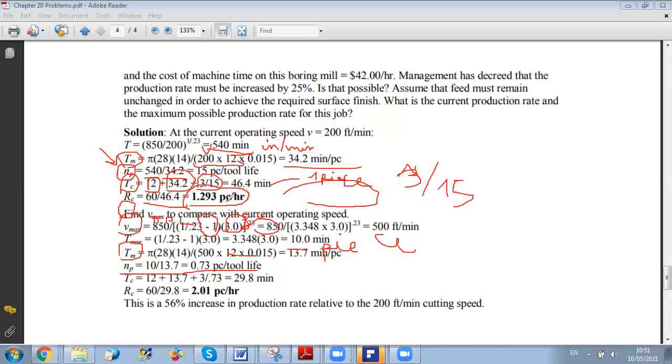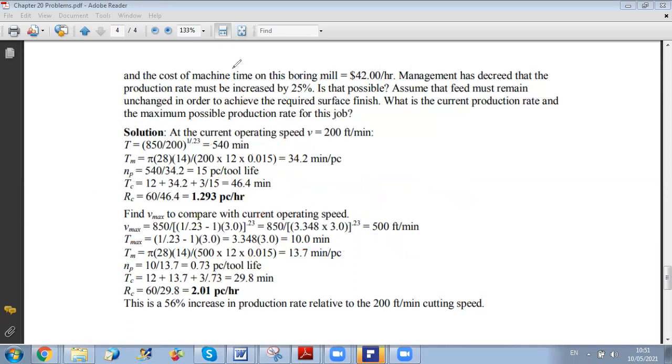Now, what we want to do is to increase the production by 25% without changing the value of feed. So the feed should be maintained the same. We just can change the cutting speed. Okay. So in order to do so, we want to determine what is the maximum possible production rate and compare it with the actual production rate.